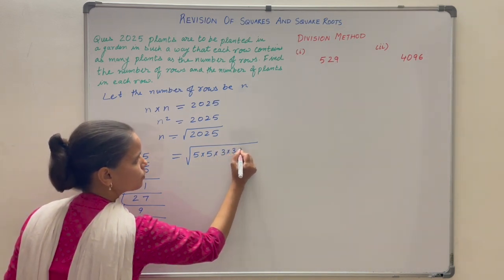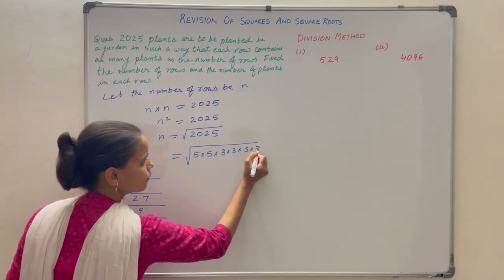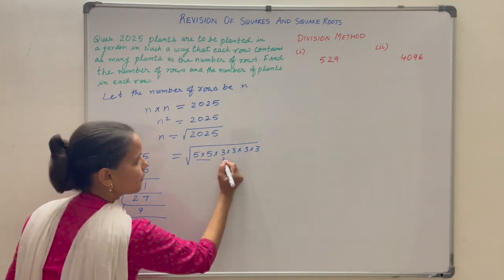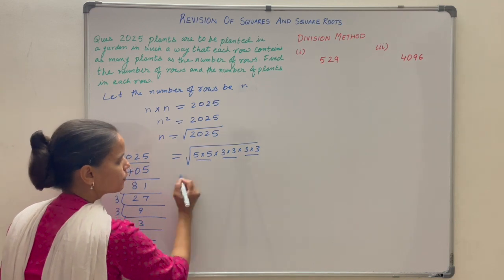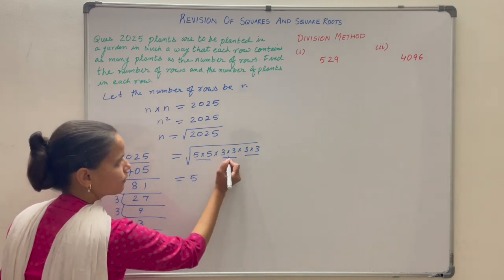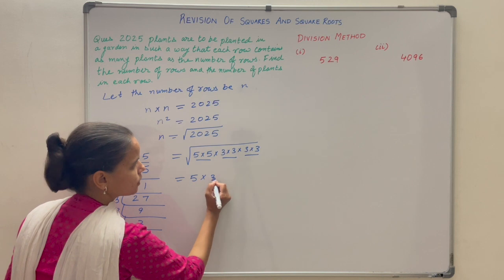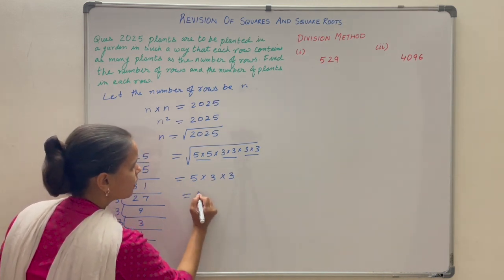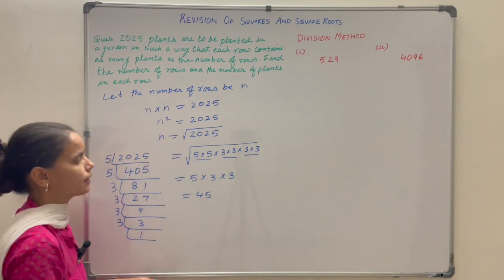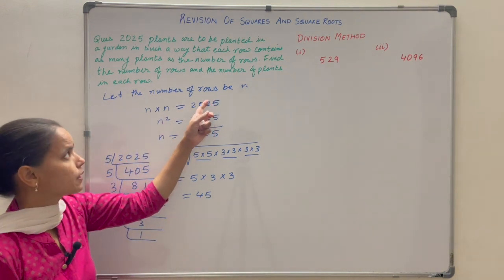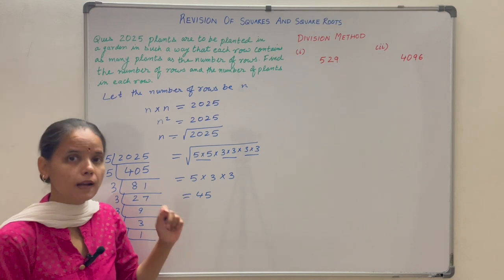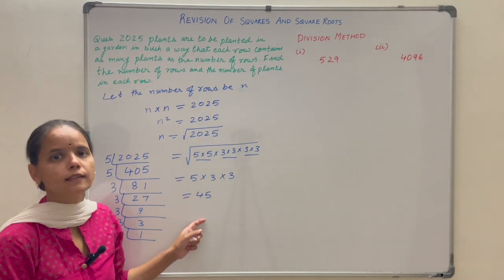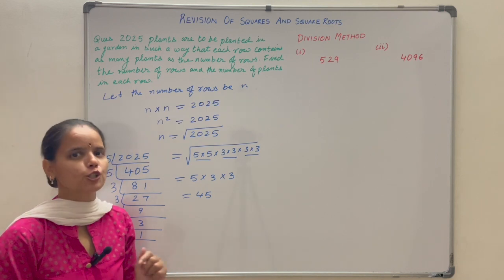1, 2, 3, 4. So to take it out of the square root, you need to group these numbers, and from this 5, 1 5 will come, from here 1 3, and from here 1 3. So 15 into 3 is 45. So there are 45 rows, and number of rows and number of plants in each row is same. So there are 45 rows and there are 45 plants in each row.